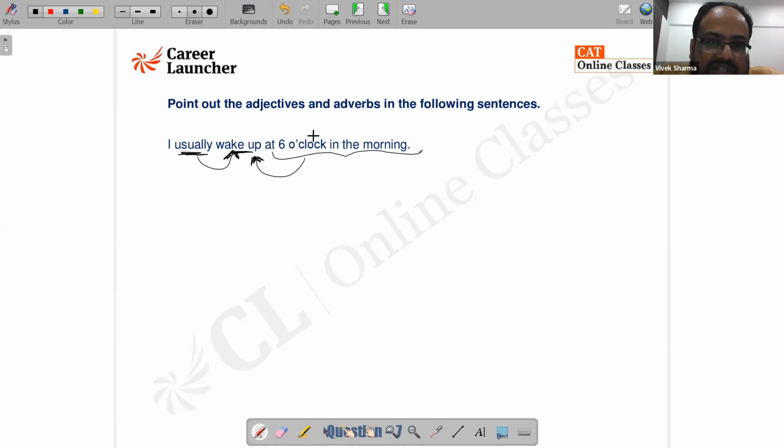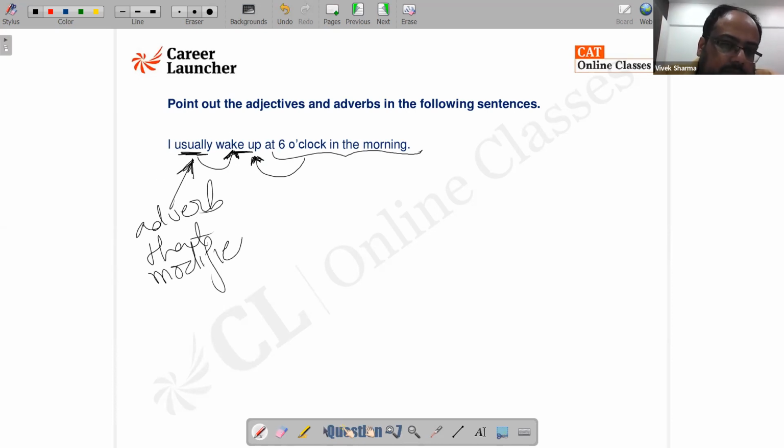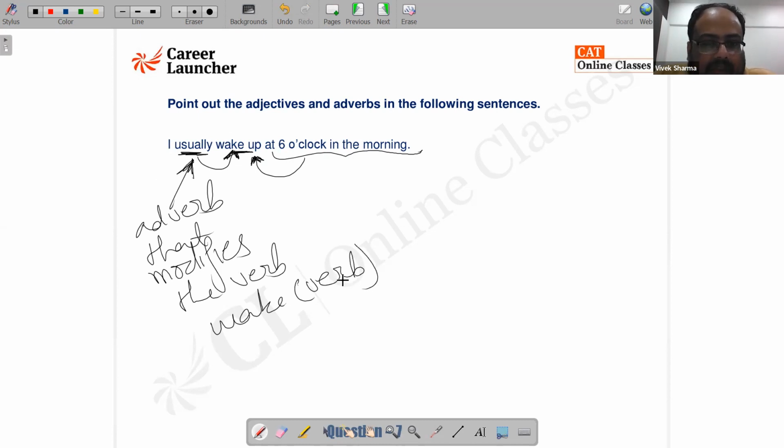So either I consider the portion that comes after wake up, or I consider the portion that comes before wake up. Here I have usually as an adverb that modifies the verb wake up, or wake, which is a verb. If I was looking for a single word modifier, the single word modifier would have been the adverb usually.